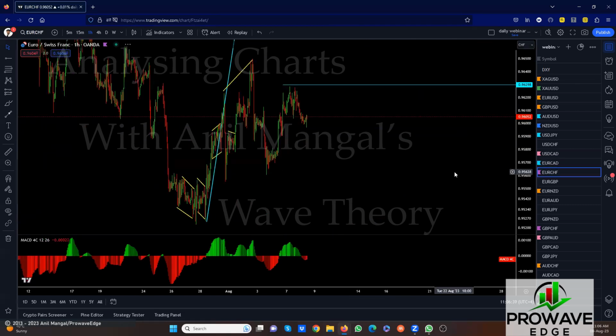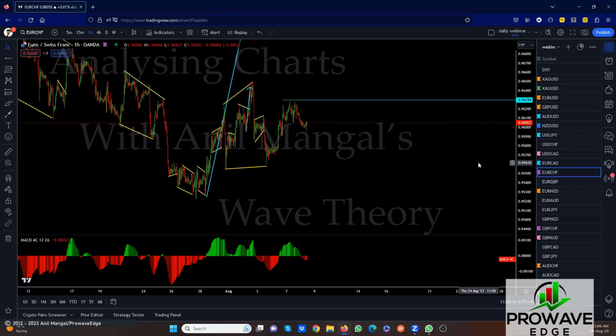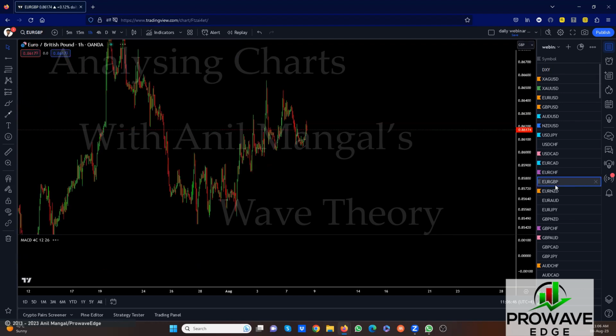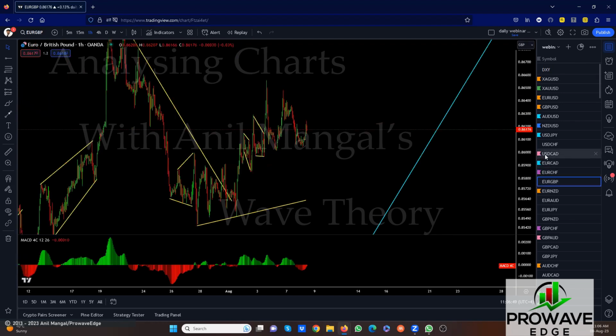Euro Swiss, still a buy, so we can keep it for now. Euro Pound. Okay, you're getting a flat here, so let it finish and then we'll decide what we're doing with that.